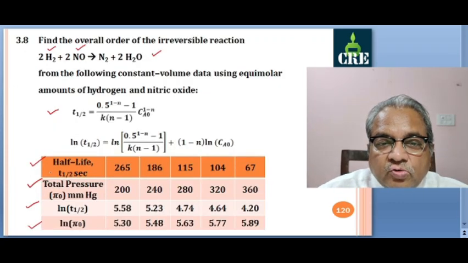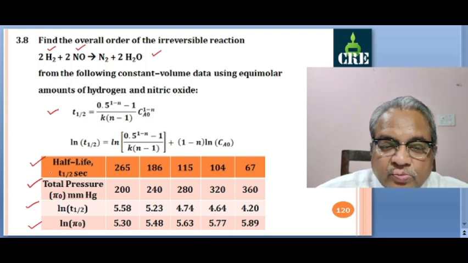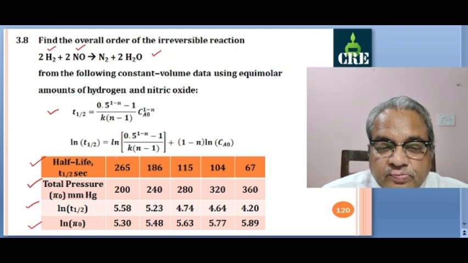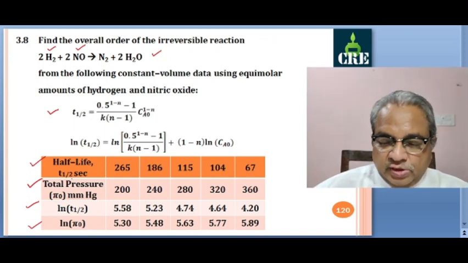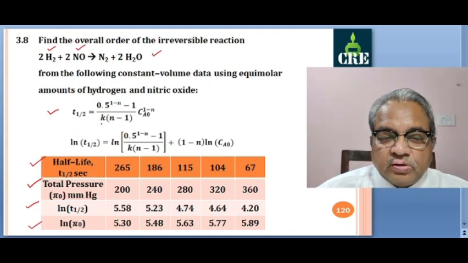Now we are interested only in finding out the overall order from half-life data. So we have been provided half-life data in terms of total pressure, and that total pressure is pi_0, meaning initial total pressure. So each run is a different run. Equivalent C_A0 you can always find out. But as I told you, we are interested in finding the overall order, so it doesn't matter if you continue with pressure units or concentration units. So with initial total pressure of 200, you get 265 and so on.